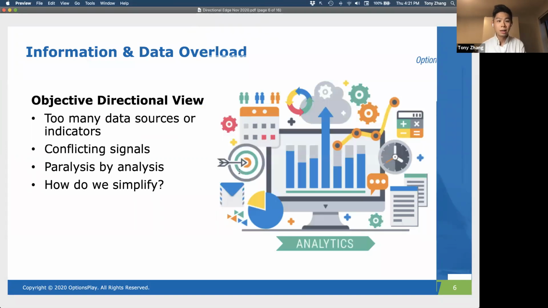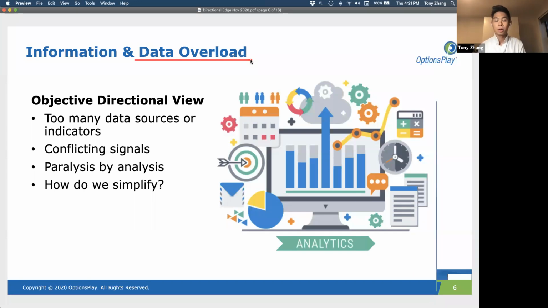And it all comes down to what we consider information or data overload. If anyone can relate to this, please type 1 into the chat window. If you simply feel that sometimes there are too many data sources out there, and even within one data source or one type of analysis, you might find that there are conflicting signals that you sometimes may get. And this is especially true with technical analysis.